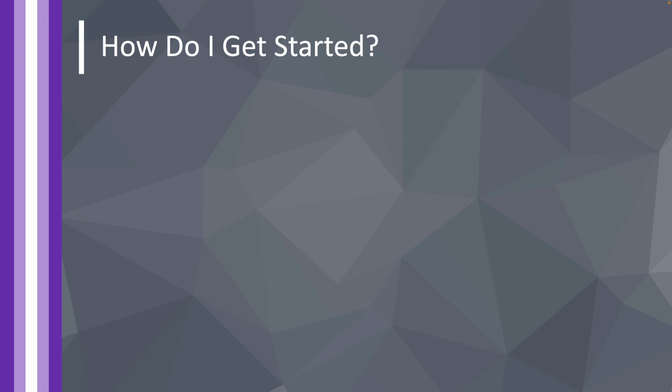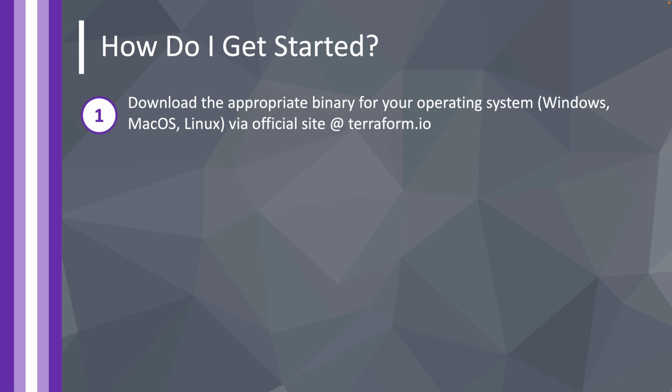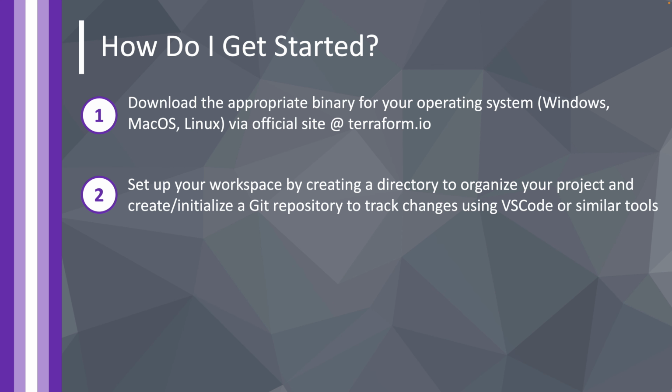So how do we actually get started with Terraform? Well, the first thing we need to do is download the appropriate binary for your operating system. Whether you're running on Windows, Mac OS, Linux, or other platforms that are supported by Terraform, you can go to terraform.io, download the binary of choice, and install it on your machine. Now, once you're ready to do that, you can set up your workspace by creating a new directory to organize your project. And then maybe you also want to create or initialize a new Git repository to track those changes using VS Code or similar tools, right?